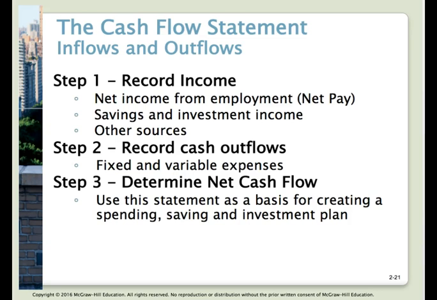Most likely your electricity bill changes from month to month, so that would go under your variable expense. Then step 3 is to determine your net cash flow. The difference between your income and your cash outflows can either be positive, meaning you have a surplus or extra left over, or it could be negative, meaning that you already have a deficit in your cash flow.